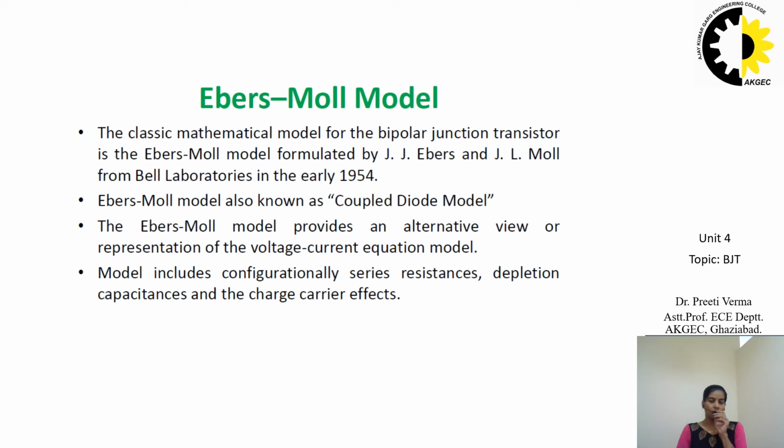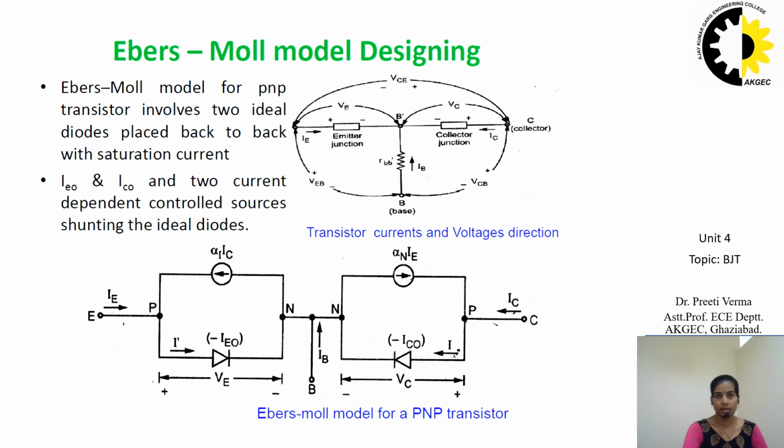The model includes configurational series resistance, depletion capacitance, and charge carrier effects. Ebers-Moll model designing: the Ebers-Moll model for a PNP transistor involves two ideal diodes packed back to back with the saturation currents. IEO and ICO are the two current-dependent control sources shunting the ideal diodes.